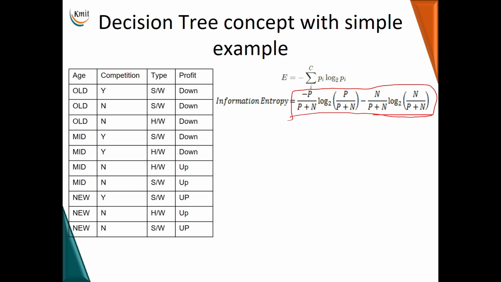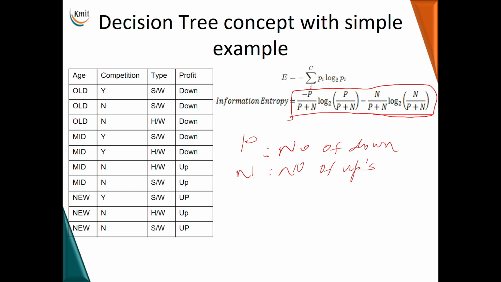Now, what is this P? What is this N? P is the number of downs you have according to this question, and N is the number of ups you have. Done?